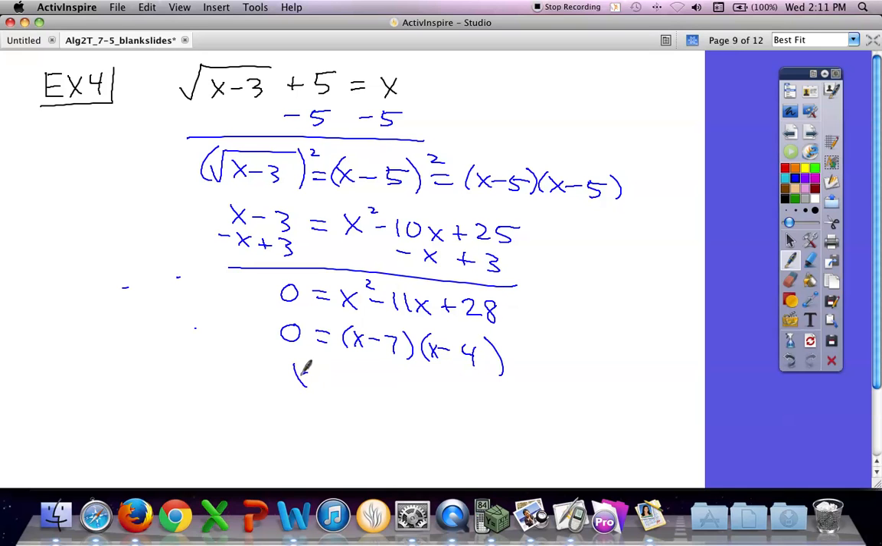What value of x makes the first factor equal 0? 7. 7 minus 7 is 0. What value of x makes the second factor equal 0? 4. All right? So there's our two answers. But we're not done. Remember the last step. We've got to check our answers.